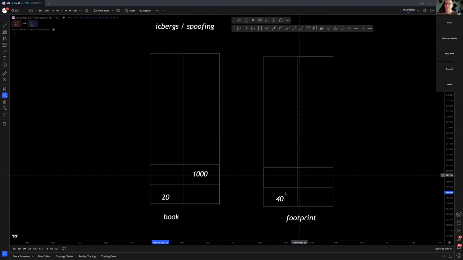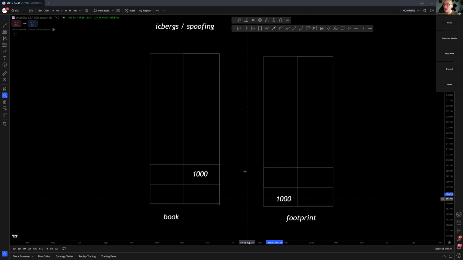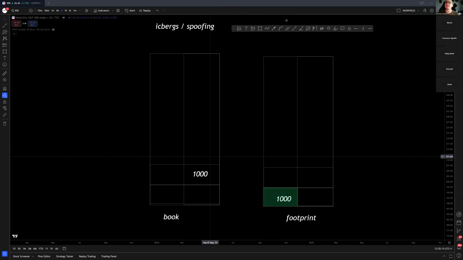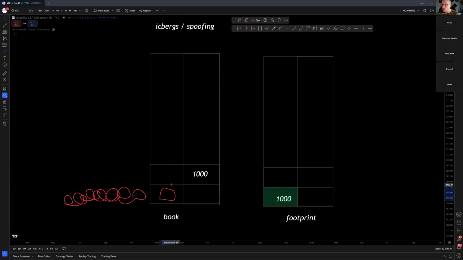Anyway, this keeps happening, and you see a bunch of orders accumulating here, maybe up to 1,000 orders. So what's happening in the background, and you start realizing it, is someone is constantly reloading the quantity of contracts in this bid because they don't want to be seen.